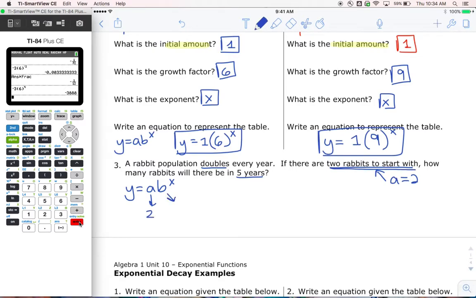Now what is B? Remember, B is my growth factor. Well, in this case, we're doubling every year. So B has got to be 2, right, for doubling. And X is my how many times, right? So 5 years. So here we're going to write y equals 2 times 2, right? There's my formula. And I want to know after 5 years, so we're going to use 5 for an exponent. So type it in your calculator just like that, or use order of operations to find out that 2 times 2 to the power of 5 is 64. All right, so 64 rabbits.